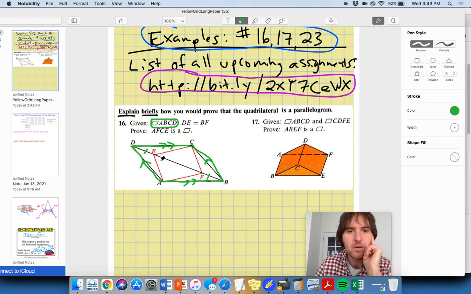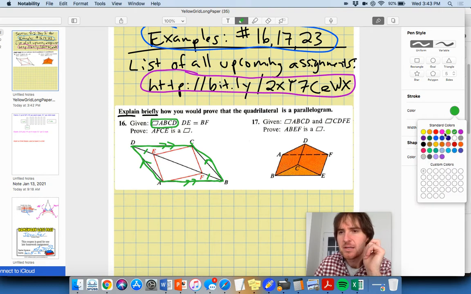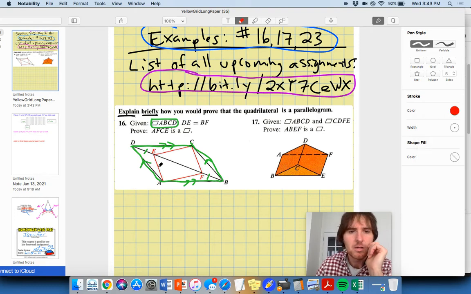We don't know anything about this right here, except it's congruent to itself. That might come into play. I don't know. But we know that that is congruent to that. We're probably going to use that at some point. We have that and that.